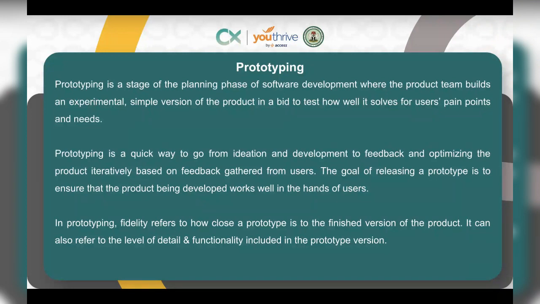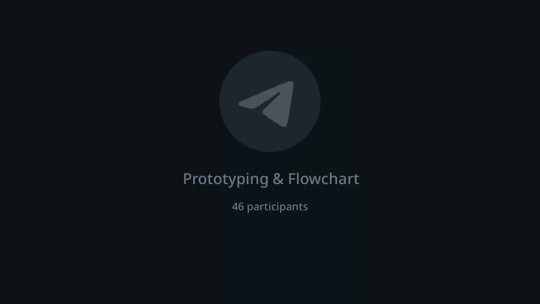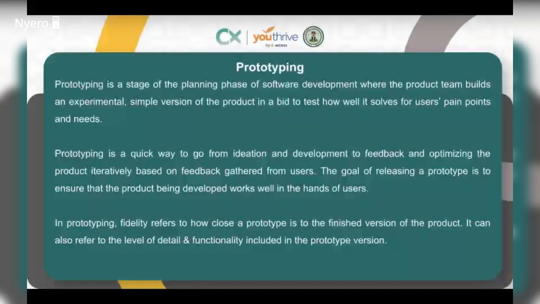And it involves just building an experimental, simple version of your product in a bid to test how well it solves for users' pain points. Now, an MVP can be a prototype, because remember that an MVP is the simplest version of the product that you're getting into the hands of users in a bid to gather feedback very quickly. But an MVP is a hi-fi prototype. And you will understand what I mean the more we go.